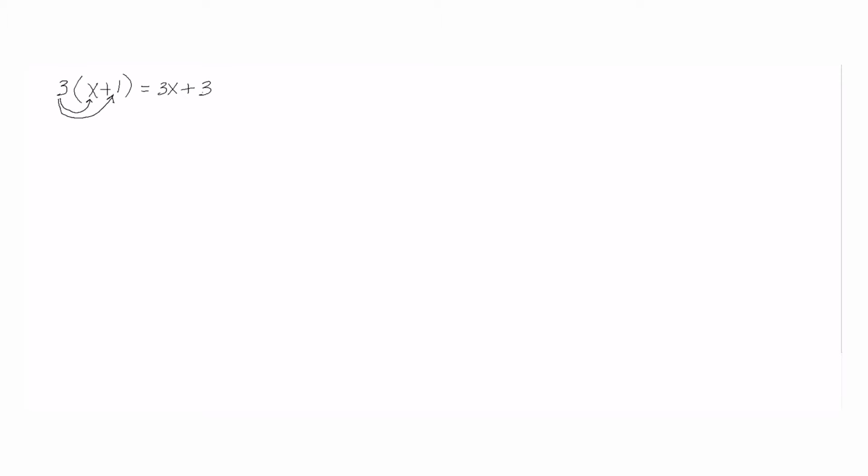Pretty simple example. Let's do a little bit harder one. So suppose we had 3x times 2x plus 4. So we're going to multiply the 3x times the 2x, then the 3x times the 4. So 3x times 2x gives us 6x squared, because 3 times 2 is 6, and x times x is x squared. So 3x times 4 gives us 12x.